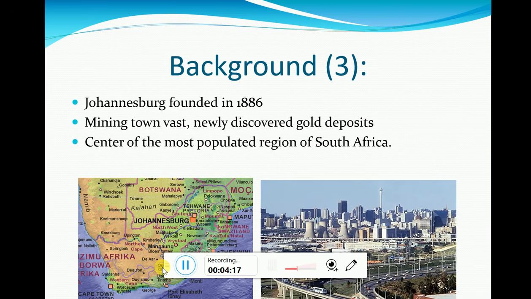And we know that even now, Johannesburg remains the melting pot of South Africa. It is the economic center of South Africa. Johannesburg was founded in 1886, a mining town, with newly discovered gold deposits, the center of the most populated region of South Africa.